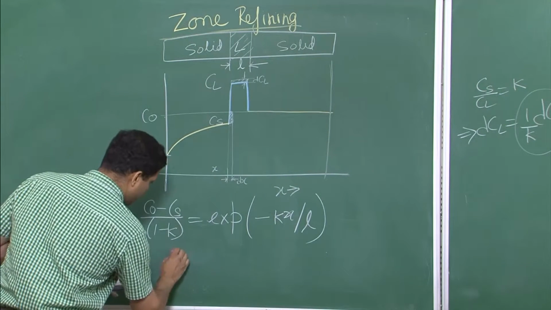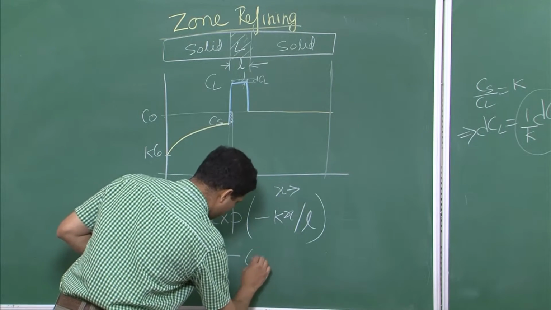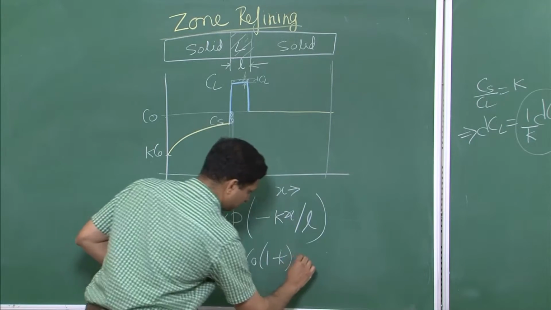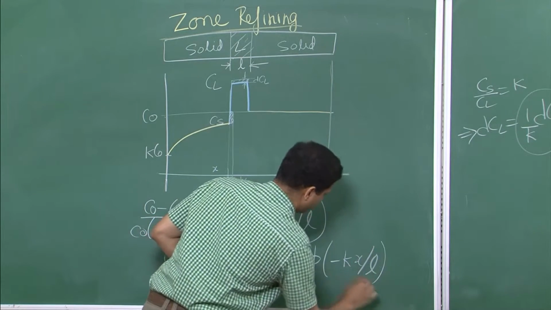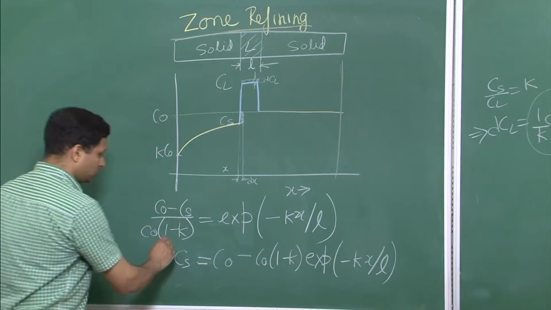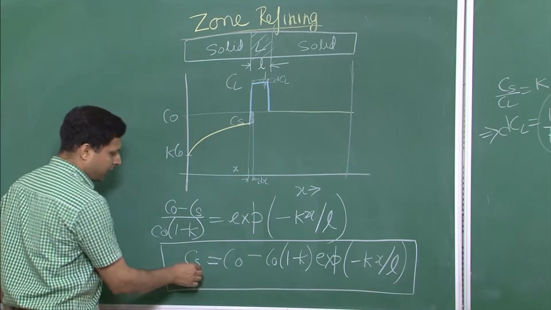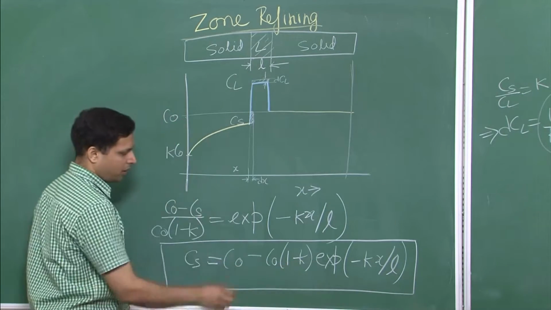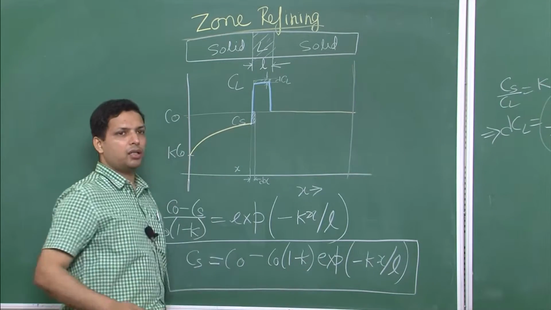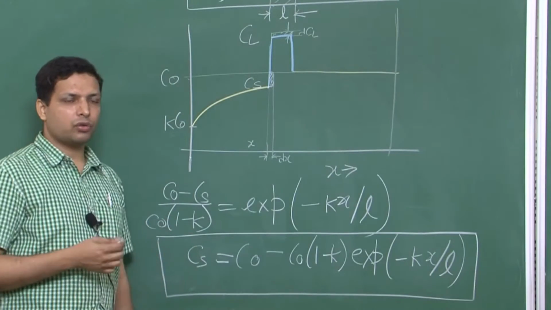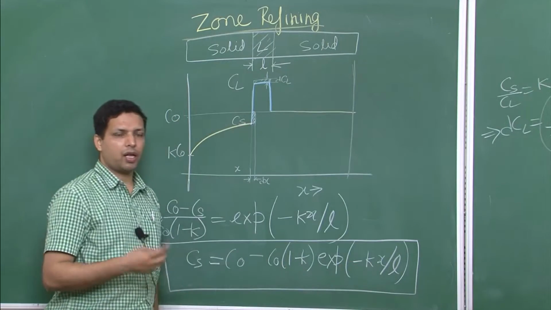Or to simplify it further, to put Cs on the LHS, you will get Cs equal to C naught minus some quantity. Now what do you see over here? We see that Cs is equal to C naught minus some quantity, and everything here is positive. So the concentration of the solid part is less than C naught, but it cannot of course happen throughout the length, while this equation suggests that it will happen throughout the length.